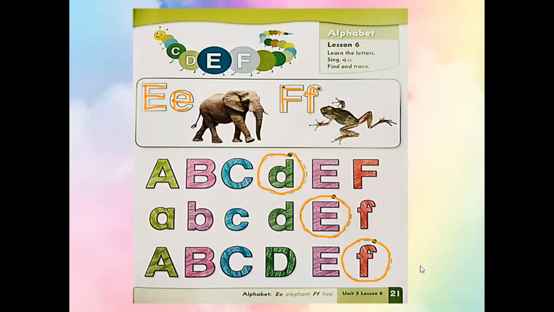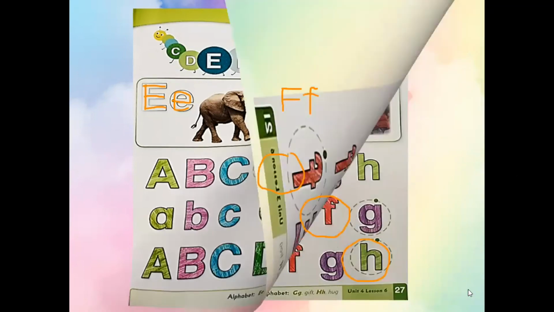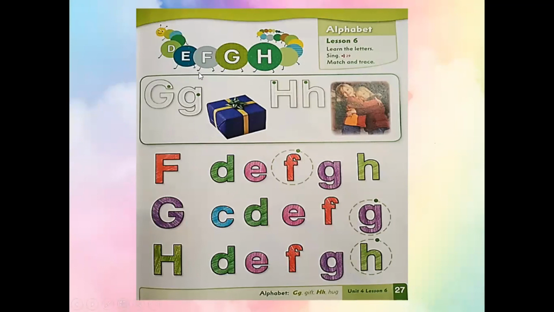For the last page of our review is on page 27, which is the letter G. So again, we're going to trace the letter. For big letter G, you have curve line and sleeping line. Smaller G, curve line, standing line, curve line. Excellent. G is for gift and H is for hug. So standing line, sleeping line. So we have our big letter H. For the small letter H, you have to do standing line and curve line. Well done. You did a great job.